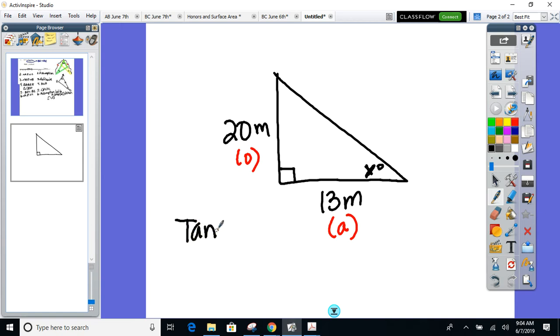Tangent of, what's your angle? X, opposite, 20 over 13. This is the only time you do not cross multiply. You're not going to get anywhere by cross multiplying. If you're asked to find an angle using sine, cosine, or tangent, we solve for x by taking the inverse of whatever you chose to use, in this case, tangent. So we're going to go inverse tangent, 20 over 13. Make sure you're in degree mode.